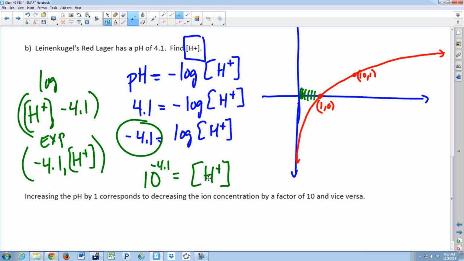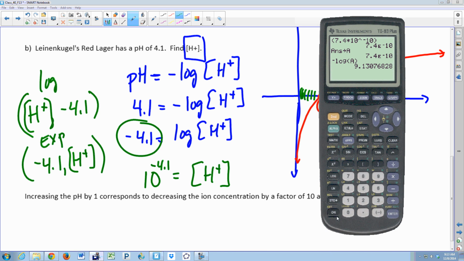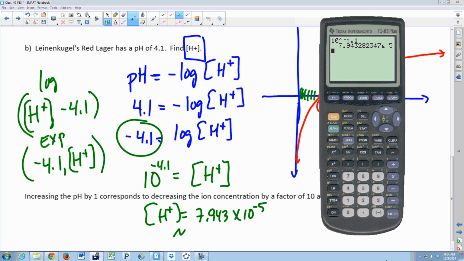So let's see what the hydrogen ion concentration would be for this lager if we know that its pH is 4.1. So let's take a look at that. Let's bring our calculator back up. Clear it out. So 10 raised to the negative 4.1 is equal to 7.943 times 10 to the negative 5. So that's approximately 0.00007943. Okay. That would be the hydrogen ion concentration.